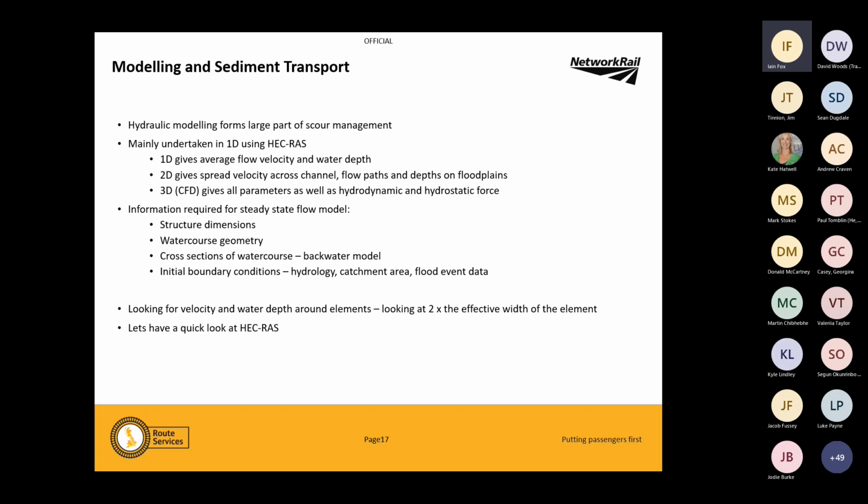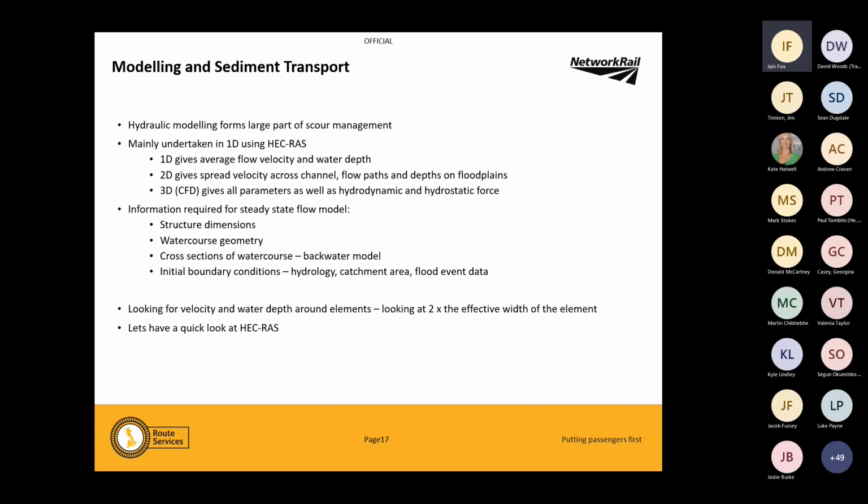So we could do a 1D HEC-RAS model, which is what we'd normally do. As I said, it gives you flow velocity, gives you water depth. That's about it. We could up that if we needed a bit more detail or a bit more information. We could use a 2D model. So that now gives us things like flow paths. It now gives us things like floodplain monitoring, etc. Or we could use the CFD 3D fully singing, dancing model, which we'll come on to in a few minutes.